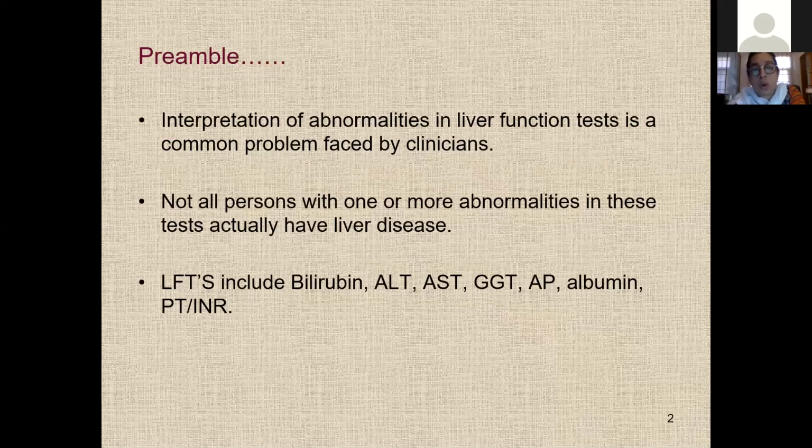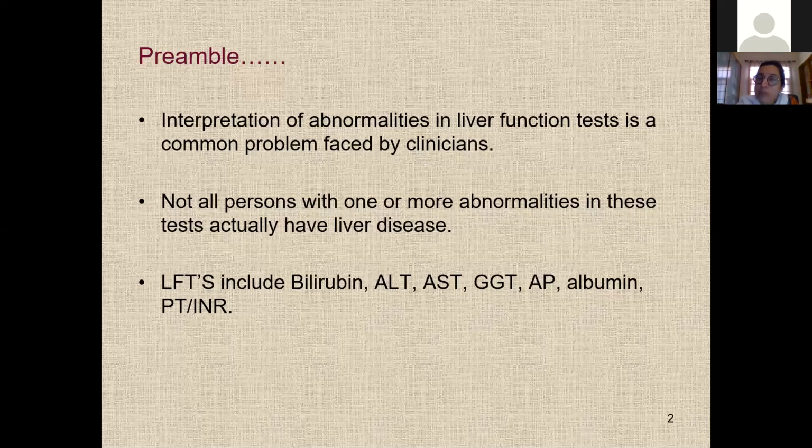Patients, not all persons with one or more abnormalities in this test actually have liver disease. So everybody reporting with deranged LFTs does not mean that the patient has liver disease. The liver function test commonly includes bilirubin, ALT, AST, gamma GT, alkaline phosphatase, we all know. But albumin and PT-INR is also part of the liver function test panel, although we have to mark it separately.